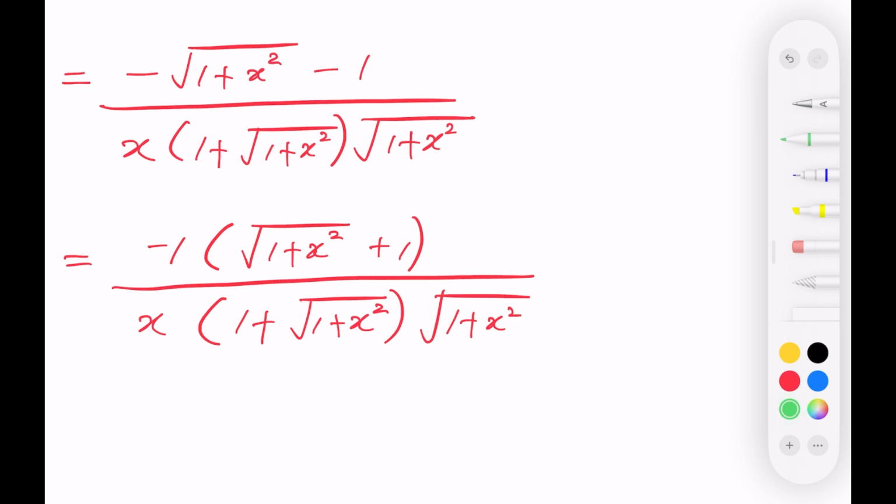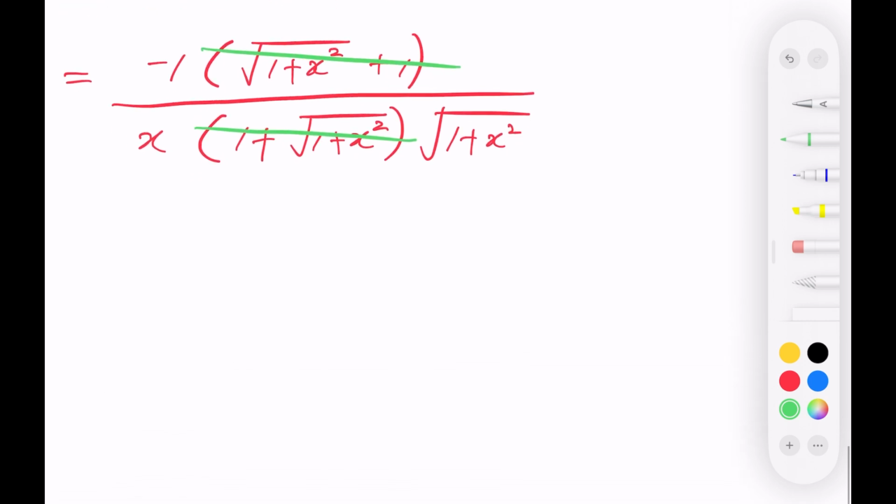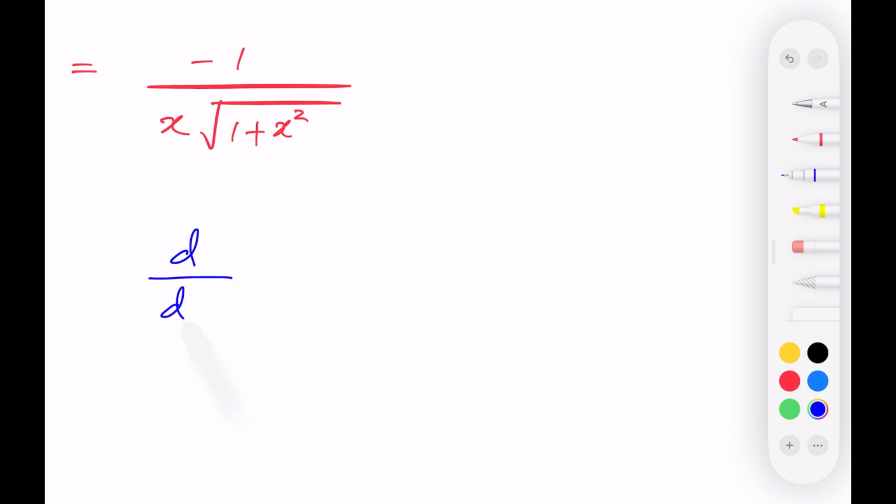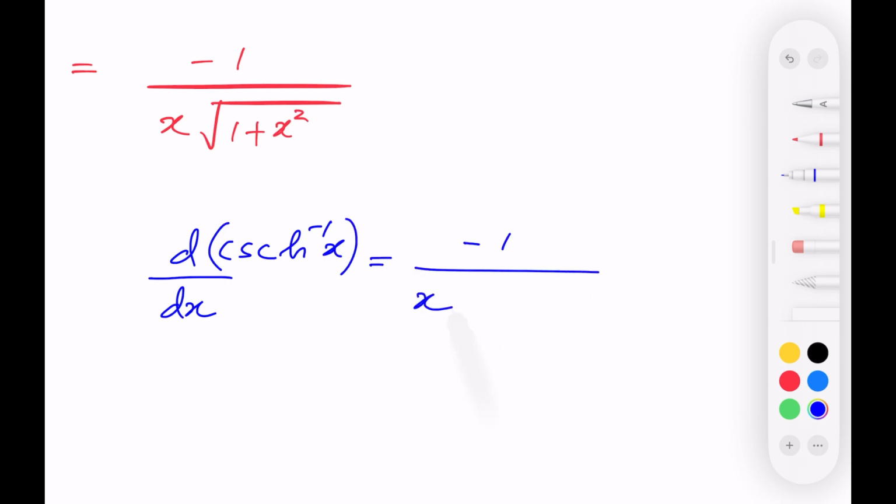You can see that these two terms can be divided out from the numerator and the denominator respectively, and therefore this final answer is going to be equal to negative 1 over x times square root 1 plus x squared. That is the differentiation of hyperbolic cosecant inverse x when x is greater than 0. So let me write it down. D by dx cosec inverse x is equal to negative 1 over x times square root 1 plus x squared if x is greater than 0.